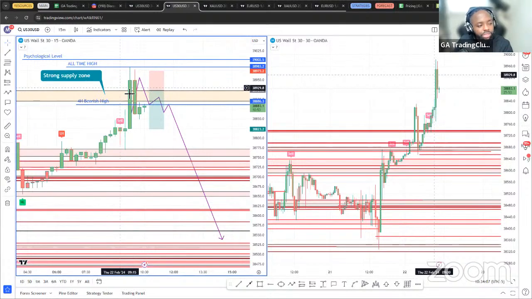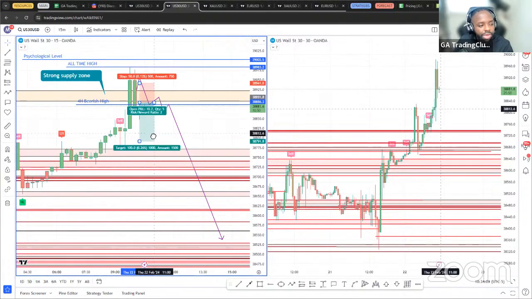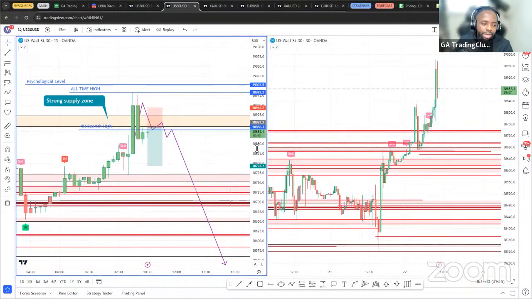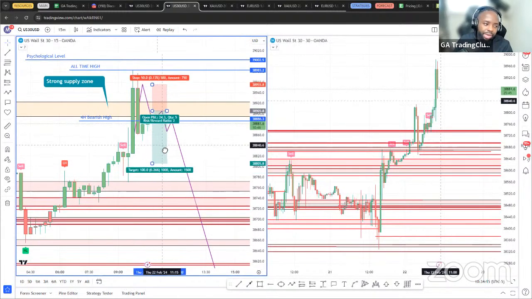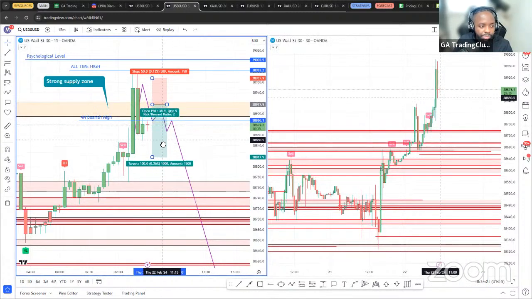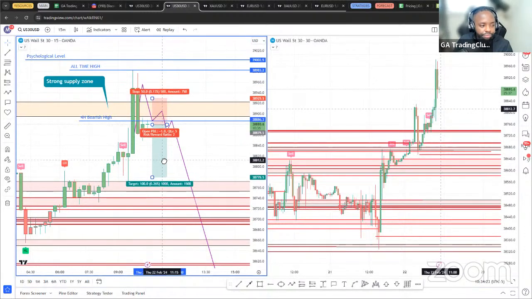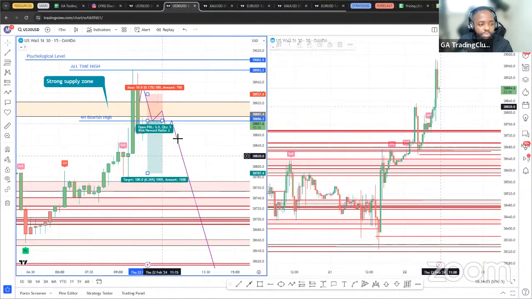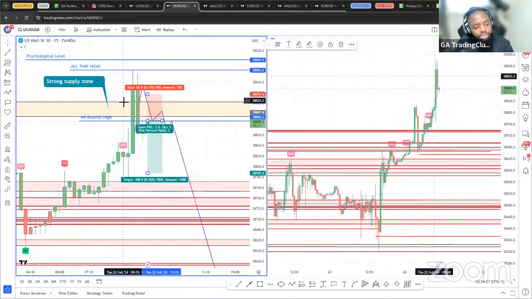So I wish this was an SAR zone because we would have done a break and continuation entry. However, you can still do the same, but again, looking for this pattern to play out, I would rather take the sell within this supply zone other than just take it here. So my main concern is how big is this supply zone? And also how big is my take profit?